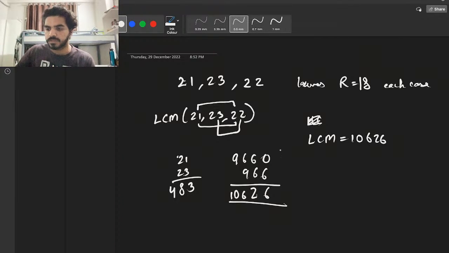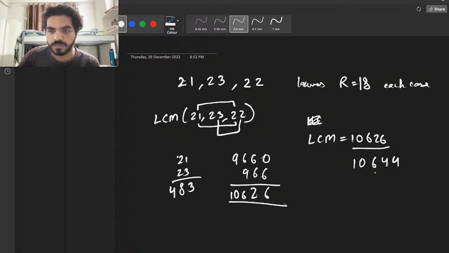Sorry for the inconvenience there. I think now it is visible. So LCM will be 10626. Now we will simply add 18 to the LCM. That is 10644. This will be the answer. We have this option as one. Okay, that was one practice question which I saw from somewhere.